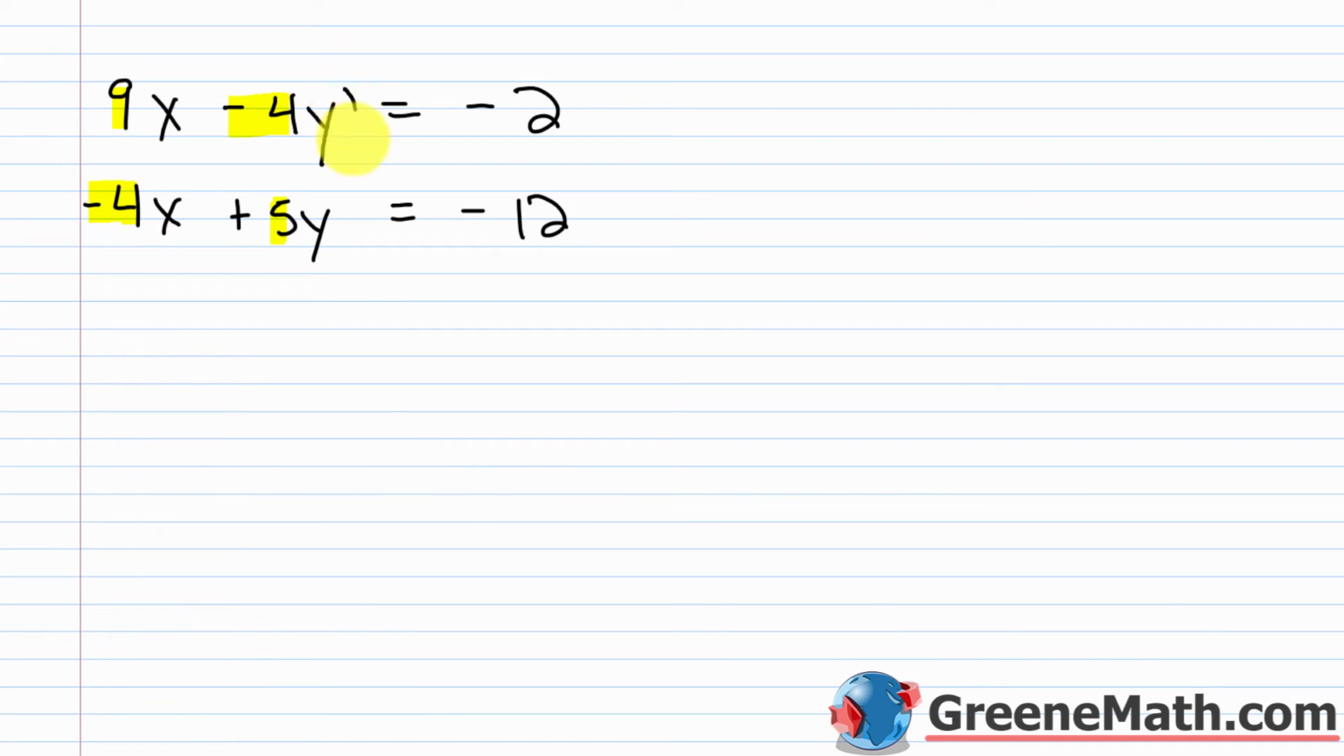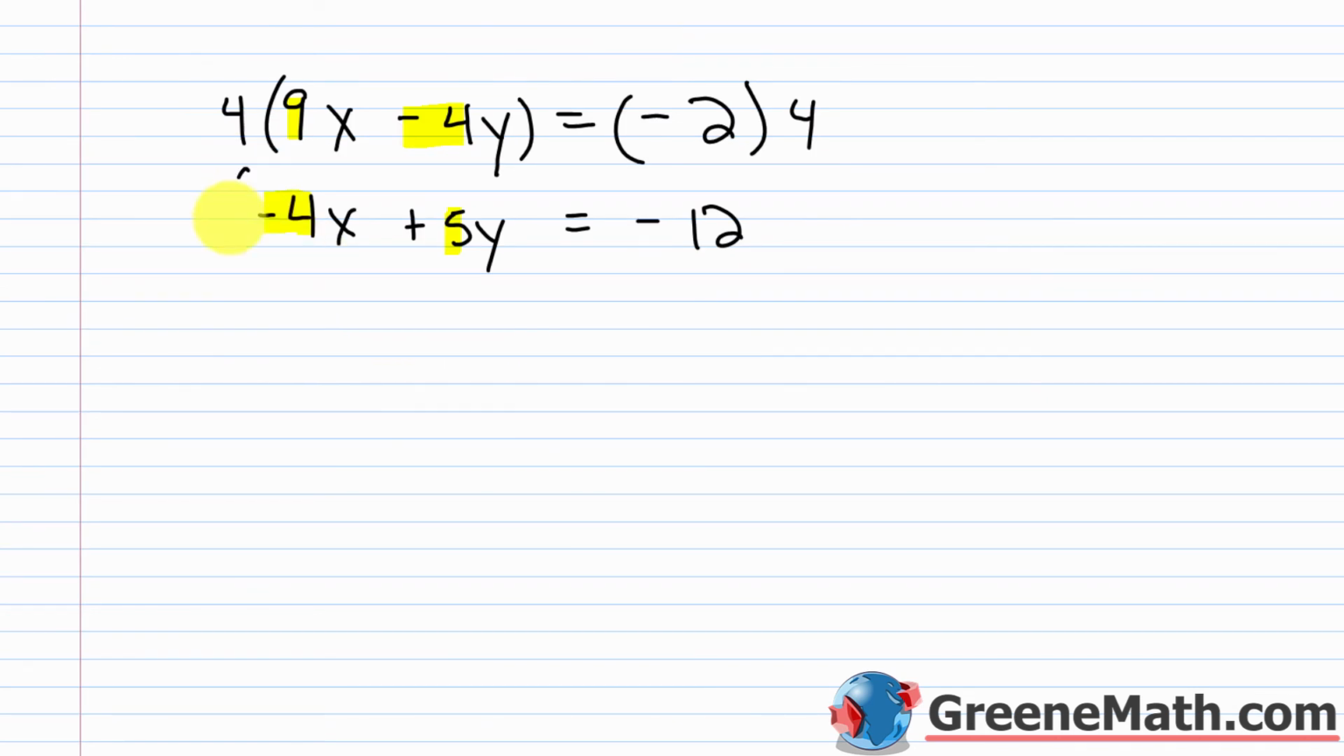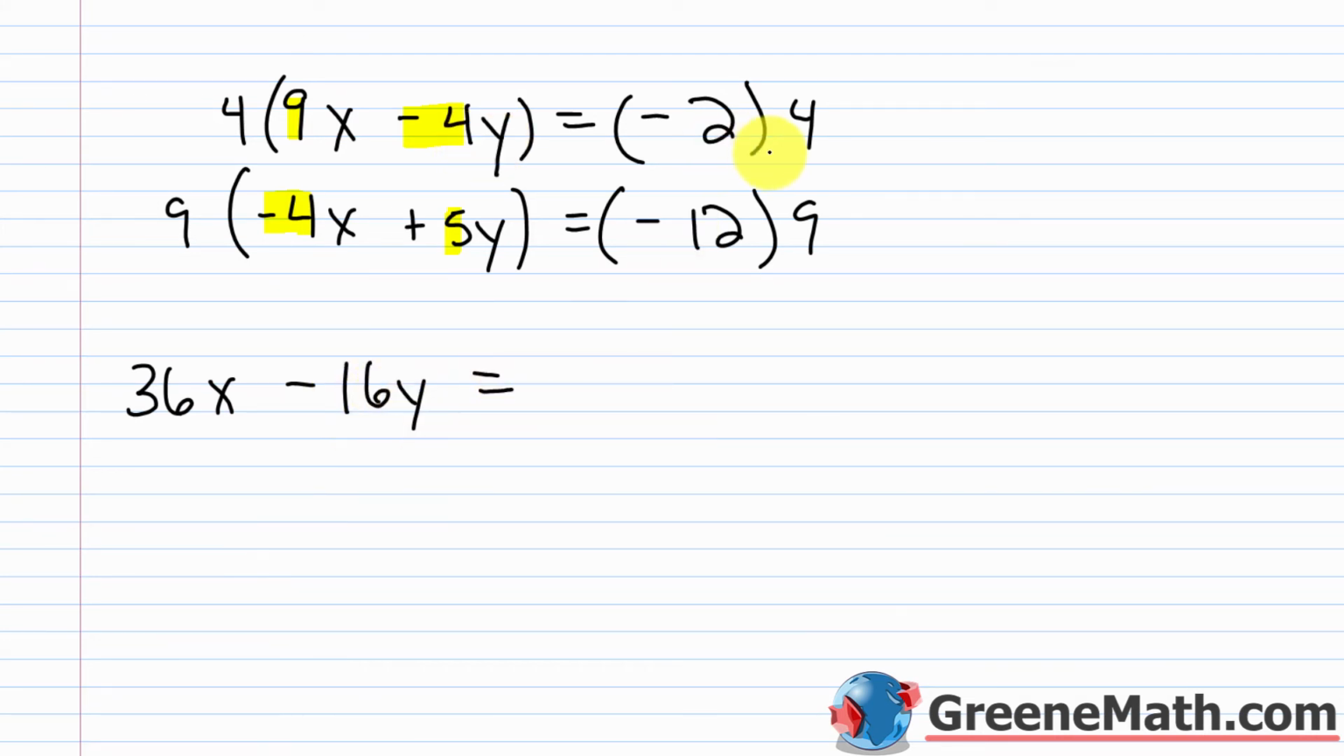We'll multiply both sides of this equation by 4. Let me scooch this over a little bit. And let's multiply both sides of this equation by 9. So for the first equation, 4 times 9x is 36x, minus 4 times 4y, which is 16y, and this equals negative 2 times 4, which is negative 8. Then we have 9 times negative 4x, that's negative 36x. 9 times 5y, that's going to be plus 45y. This equals 9 times negative 12, which is negative 108.